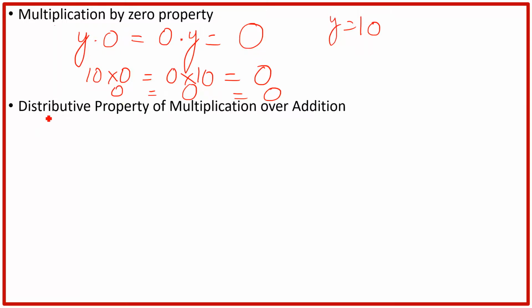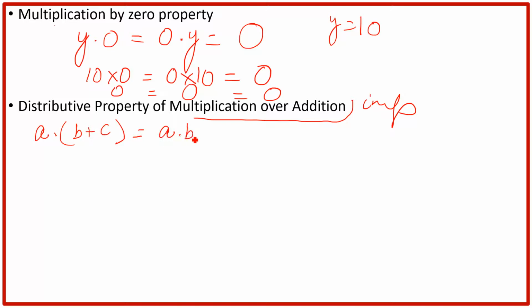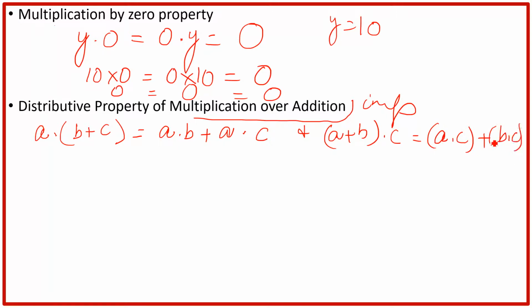The last one, and an important one, is the distributive property of multiplication over addition. If a, b and c are any three whole numbers, then a multiplied by (b plus c) equals a dot b plus a dot c, and (a plus b) dot c equals a dot c plus b dot c. Now we will prove this.